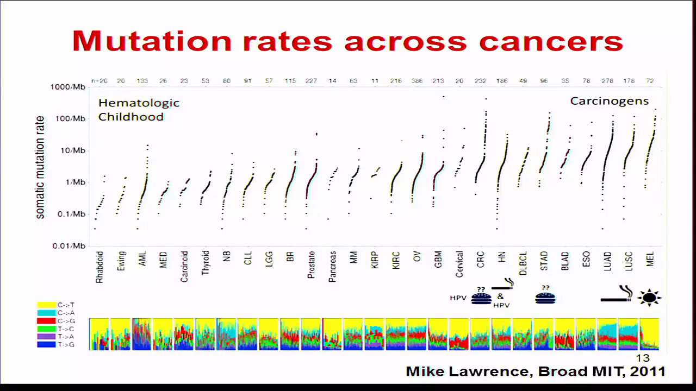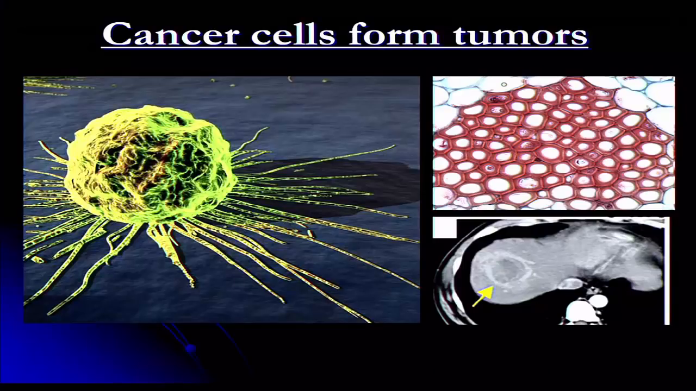So we have also cancers like melanoma, like lung cancer, like colon or gastric cancer, which are exposed to carcinogens, which have a lot of mutations. And those mutations are very important for the immune system to recognize the cancer cell. I'm going to get back to that in a few slides.